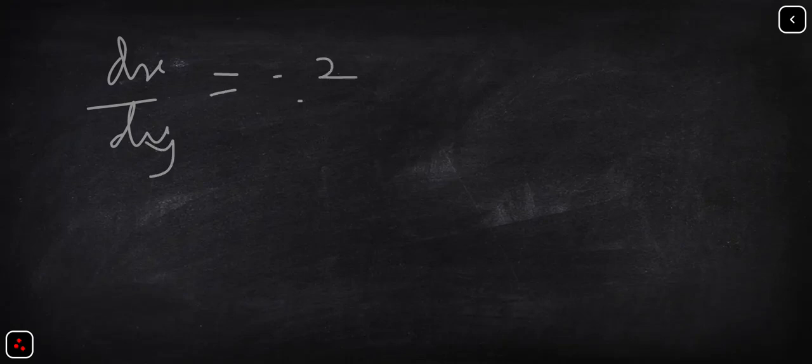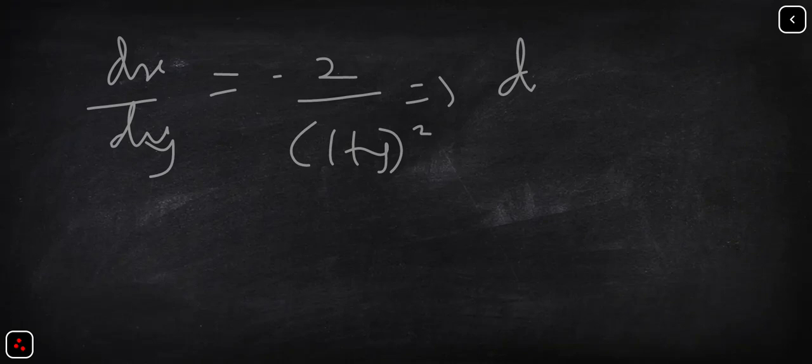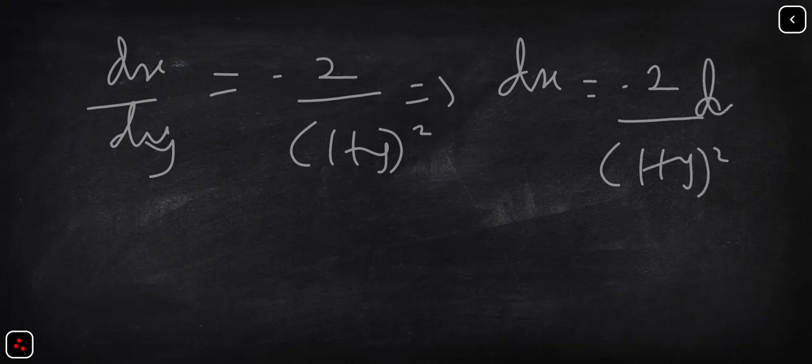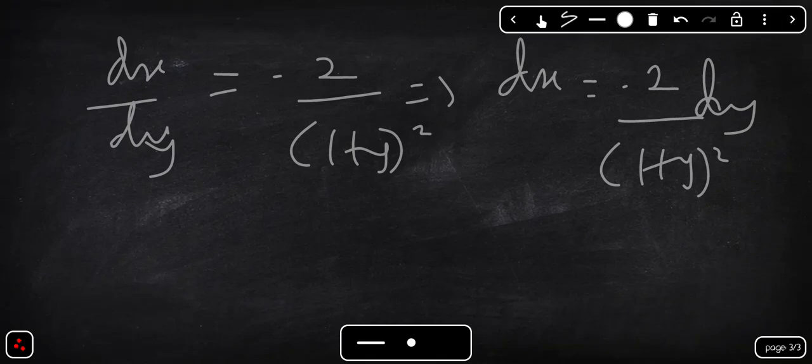If you apply those values that we found, we are going to have dx/dy to be minus 2 over (1 plus y) all squared. Then I can say dx is equal to minus 2 over (1 plus y) squared dy. Very nice. But don't forget the limit is going to change.